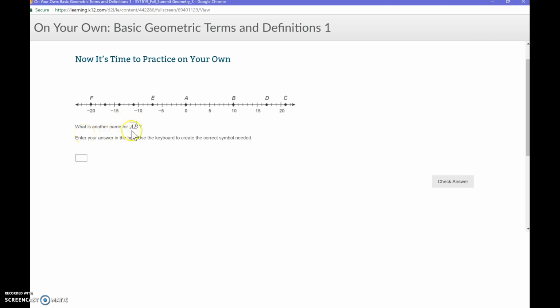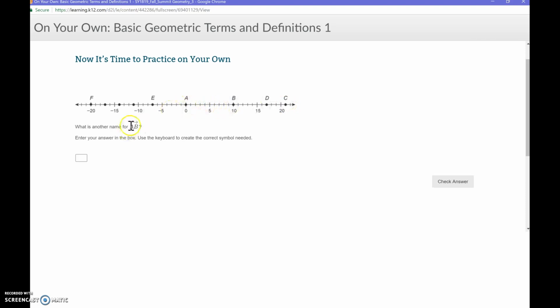What is another name for ray AB? Enter your answer in the box. Use the keyboard to create the correct symbol needed. So AB would be the ray here. But remember, it has this arrow saying it goes on forever. So it goes through points D and C.